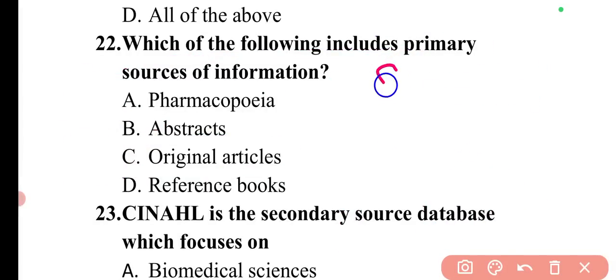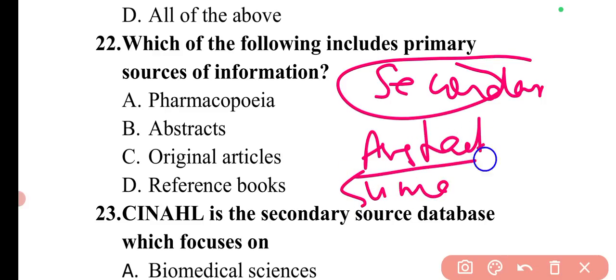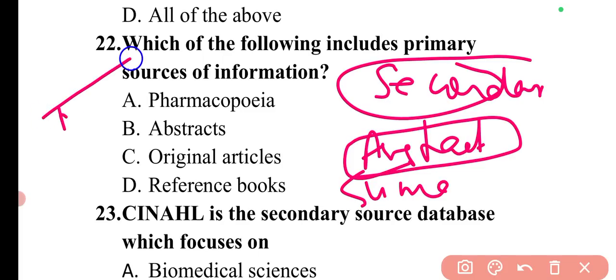Then if I talk about the secondary sources, basically the abstracts come under the secondary sources, abstracts or indexes which summarize the information, because abstracts have the summary of information. If you have seen any research article or a review article, in the starting there will be a section of abstract in which the complete summary of the whole article is given. So those summary information, the citations, data, all come under the secondary sources.